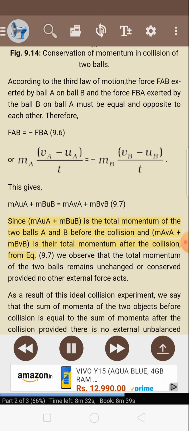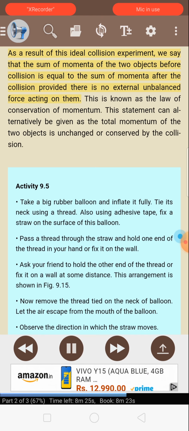Since mAuA plus mBuB is the total momentum of the two balls A and B before the collision and mAvA plus mBvB is the total momentum after the collision, from Eq. 9.7, we observe that the total momentum of the two balls remains unchanged or conserved provided no other external force acts. As a result of this ideal collision experiment, we say that the sum of momenta of the two objects before collision is equal to the sum of momenta after the collision provided there is no external unbalanced force acting on them. This is known as the law of conservation of momentum. This statement can alternatively be given as the total momentum of the two objects is unchanged or conserved by the collision.